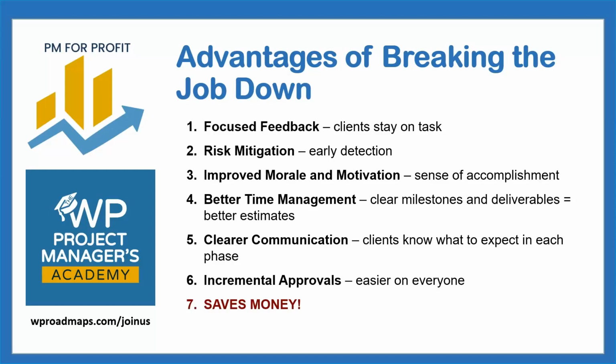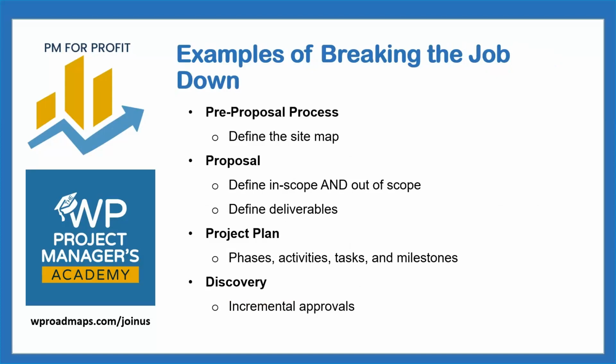Now let's look at some examples of breaking the job down. Where can you actually do this throughout the project? This starts as early as the pre-proposal process, because during the pre-proposal process, you can provide a much more precise estimate in your proposal if you go ahead and at least define the sitemap and get the client to validate that those are the correct pages. Otherwise, there's no way for you to estimate the content.